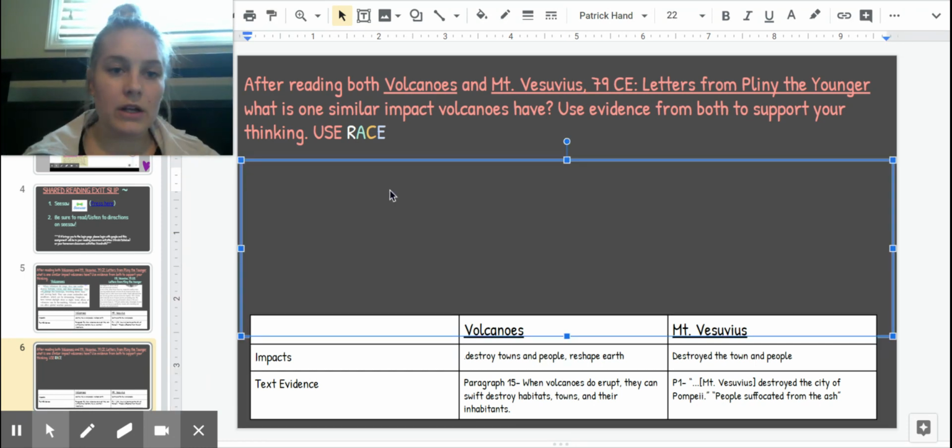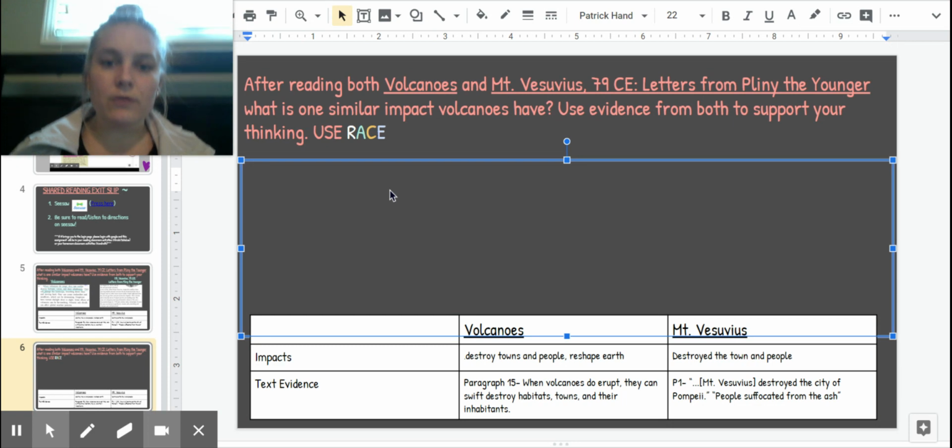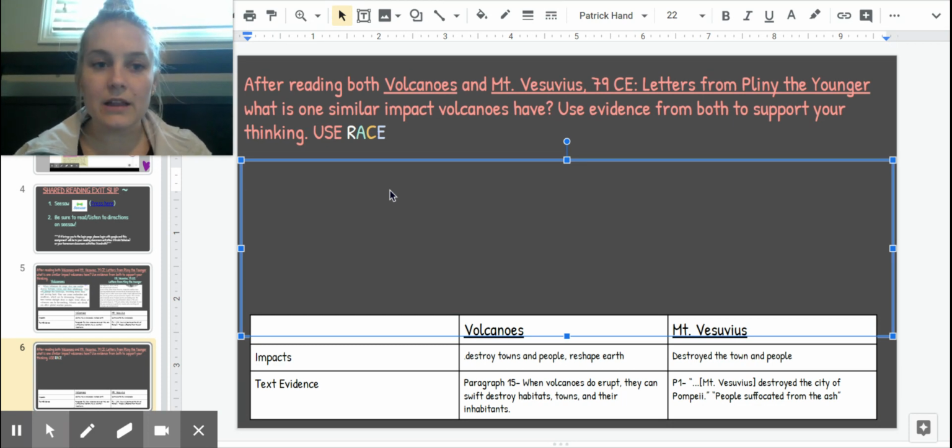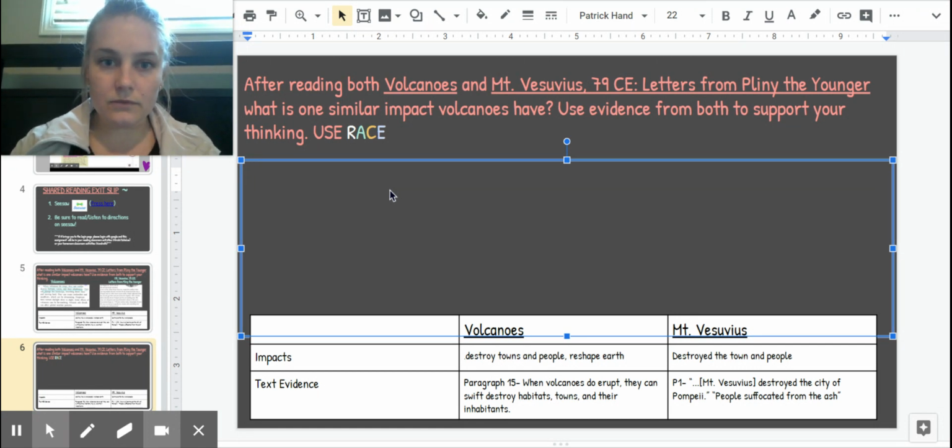I'm going to go ahead and read the prompt again. After reading both Volcanoes and Mount Vesuvius 79 CE letters from Pliny the Younger, what is one similar impact volcanoes have? Use evidence from both to support your thinking. Use RACE. So I'm going to restate my question.